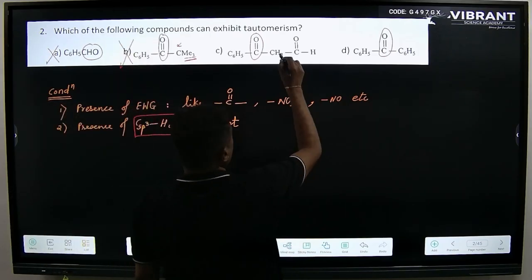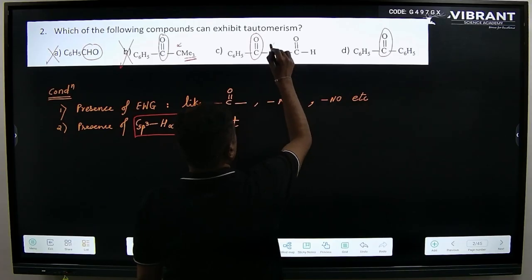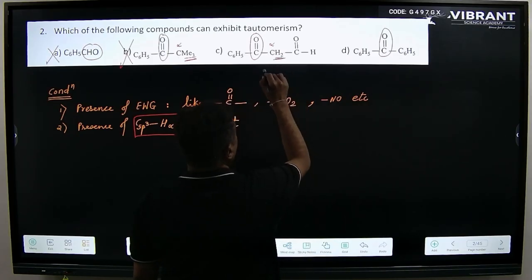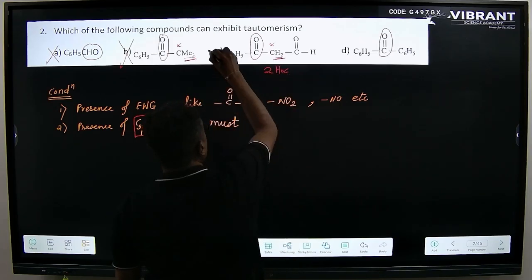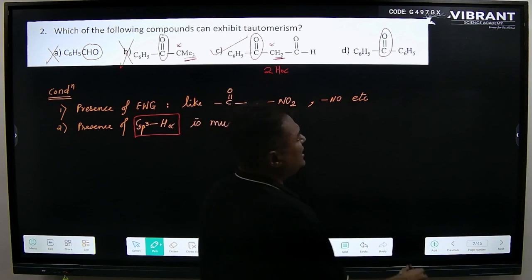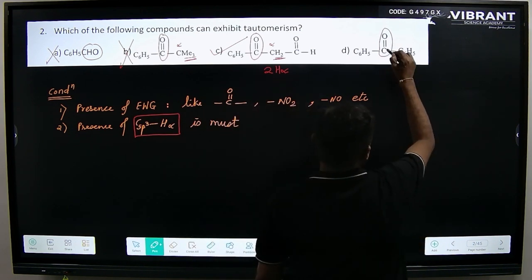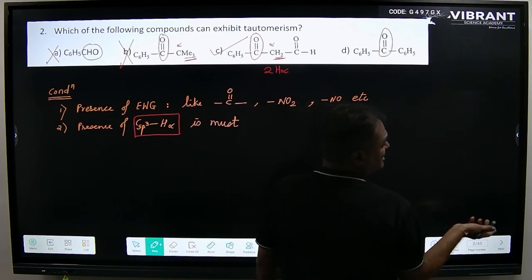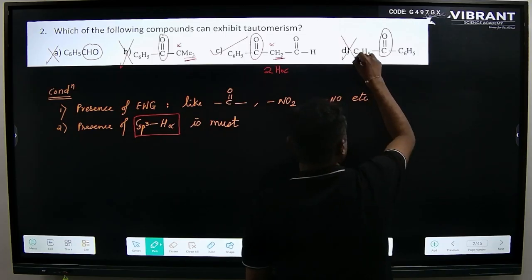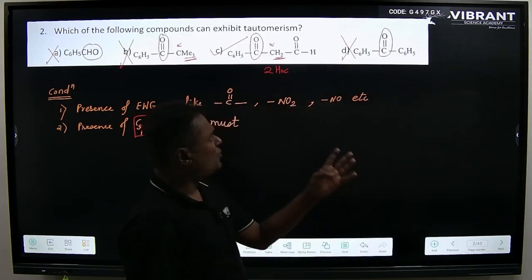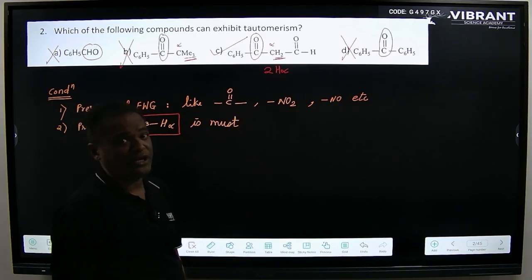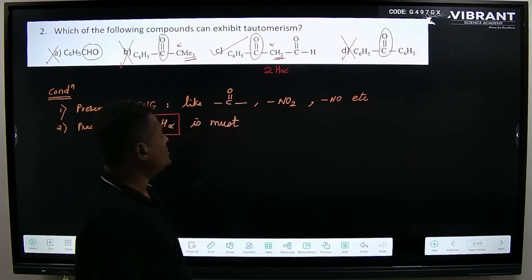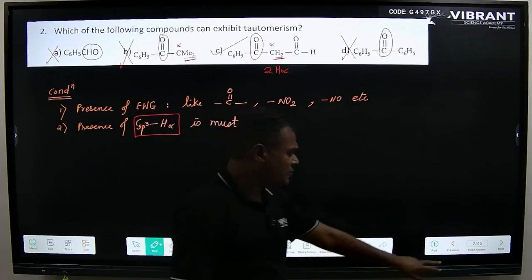In this case, child, there is a carbonyl group, and you have an alpha carbon. Here there are 2 alpha hydrogens present in the molecule. That means this is the one which can show tautomerism. Now, again in the last example, you have a carbonyl group, but you do not have alpha hydrogen. That means in this also there is no alpha hydrogen. So out of these 4 options, the most appropriate answer for this MCQ is option C. I hope it is clear, child. Let us go ahead to the next question.